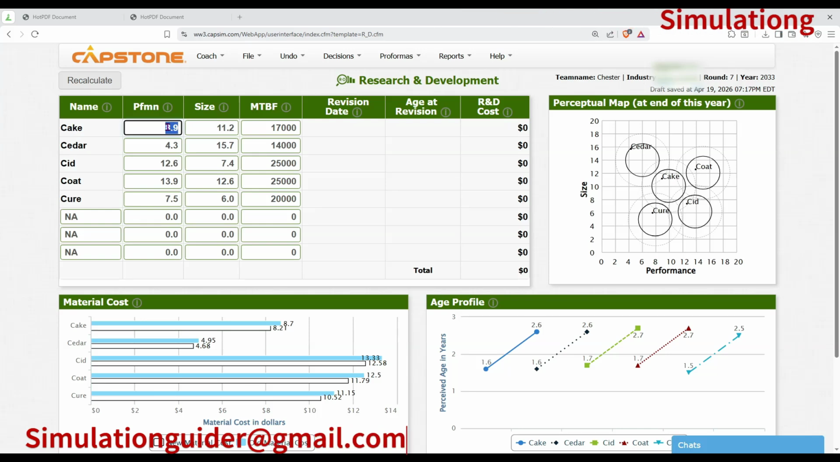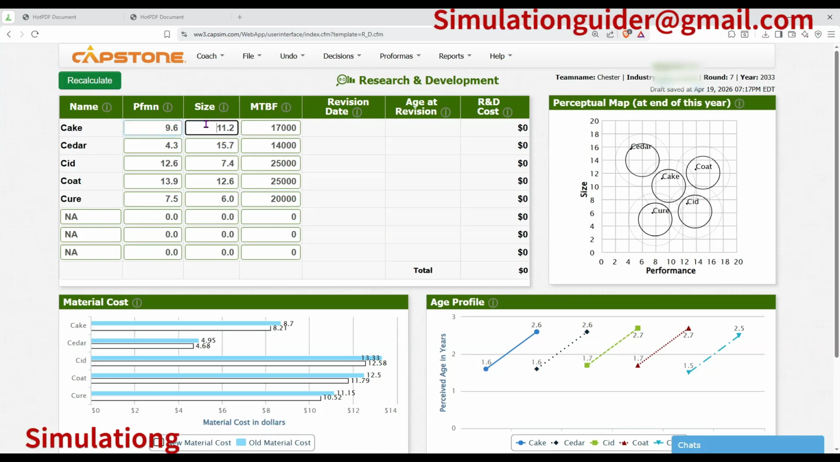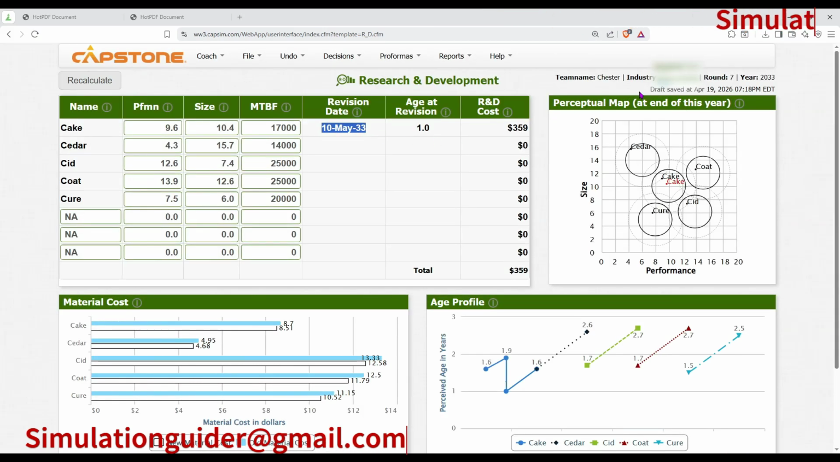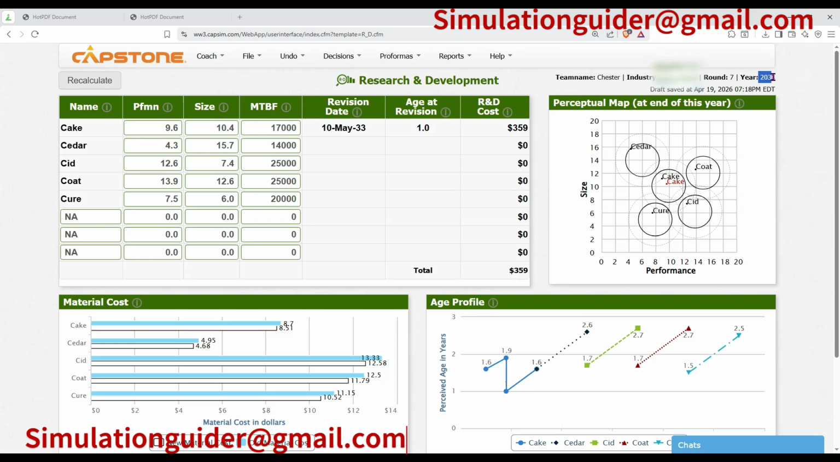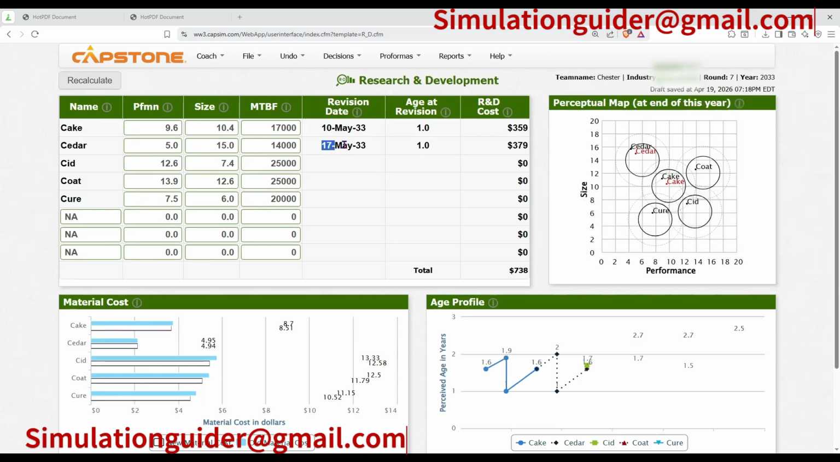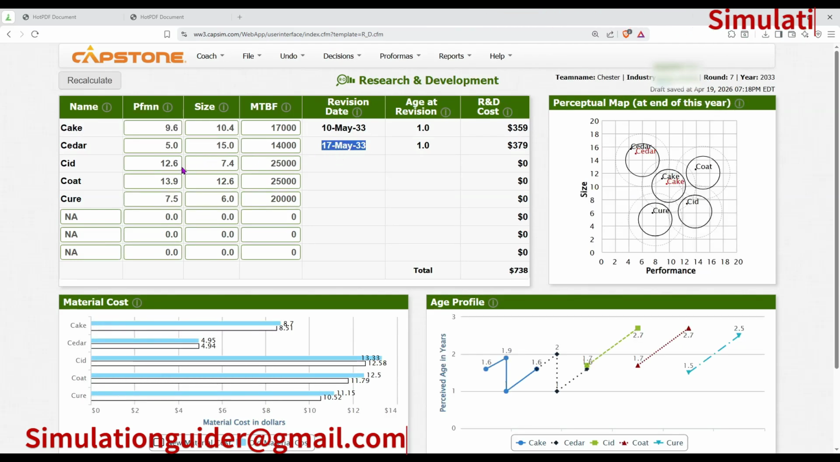For the first one, I'll give it 9.6, and then a size of around 10.4. Once I'm done with that, I can calculate it. You can see that our revision date is 10th of May 2033. Remember that we're in the year 2033, so that's okay. Second one, I'll give it around 5 and 15. After recalculating, you can see that our revision date is around 17th May 2033.